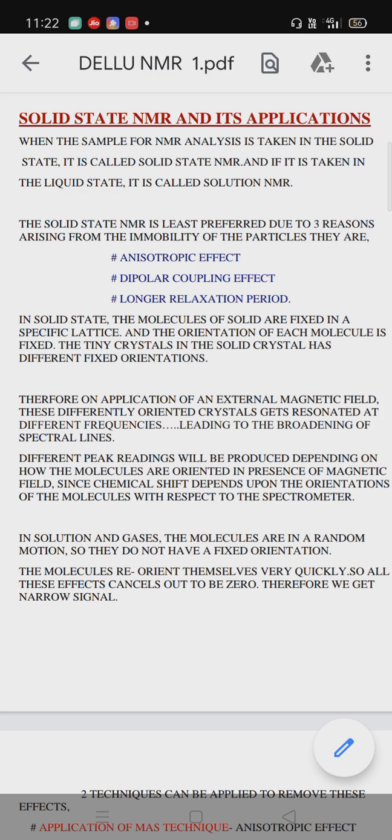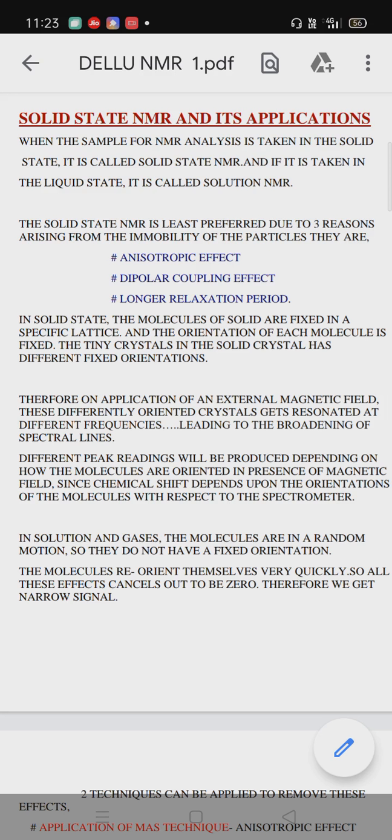The solid state NMR is least preferred compared to the solution NMR. The least preference of solid state NMR is due to the influence of three effects, that is anisotropic effect, dipolar coupling effect and longer relaxation period.